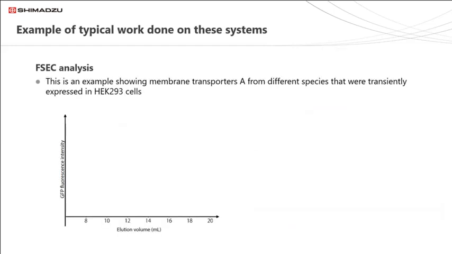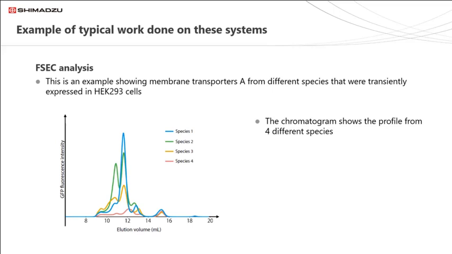In this example, FSEC, fluorescent size exclusion chromatography, is used to show the profiles of membrane transporters for 4 different species. This and other similar separations are routinely performed on these machines. If needed, peaks are then collected and identified offline.